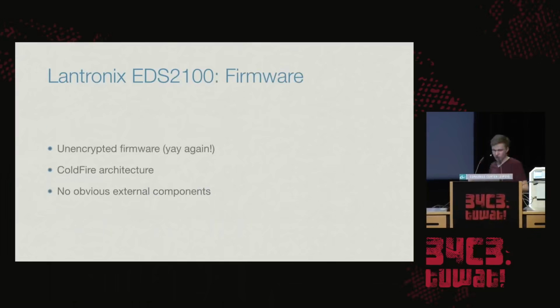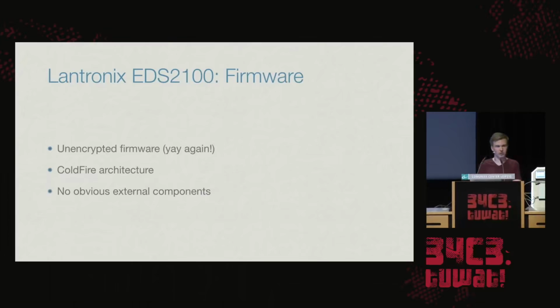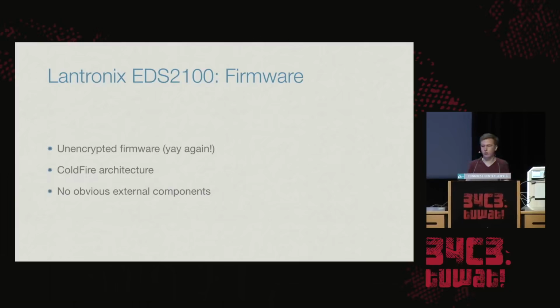Looking at the firmware, it turns out it's unencrypted and it's ColdFire architecture, which I've never done really anything with before. And there are no obvious external software components. So if you go through the firmware, you will find there's an SSH implementation, there's an SSL implementation, but it's not OpenSSL and it's not anything very well known. And the same is true for the web server and so on. There's not really anything that's well known.